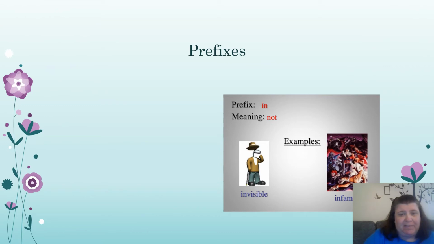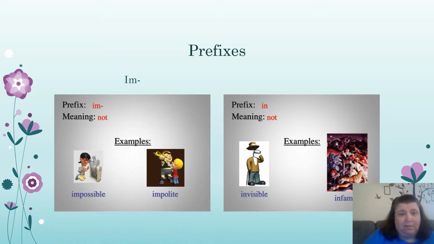Examples of prefixes and suffixes. If we have the prefix im, it means not. So we have the word possible and we add im in front of it, it becomes impossible. That means not possible. And then we have polite. If we add im before it, it becomes impolite, which means not polite.